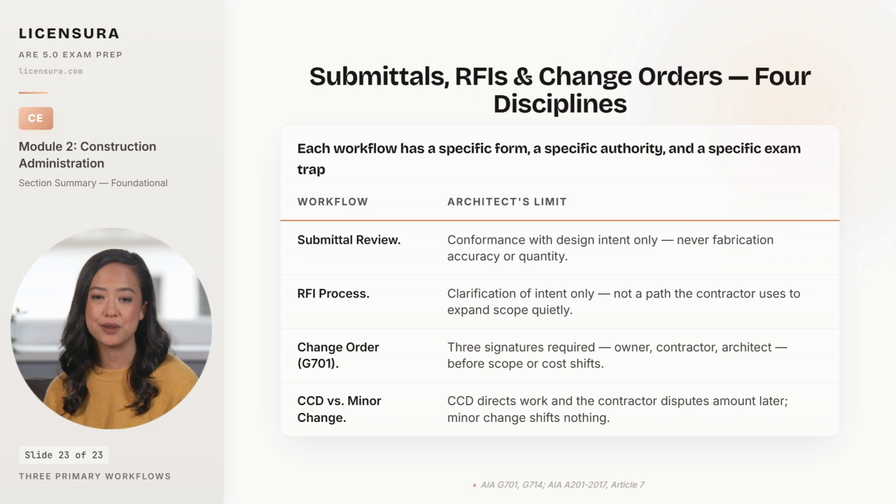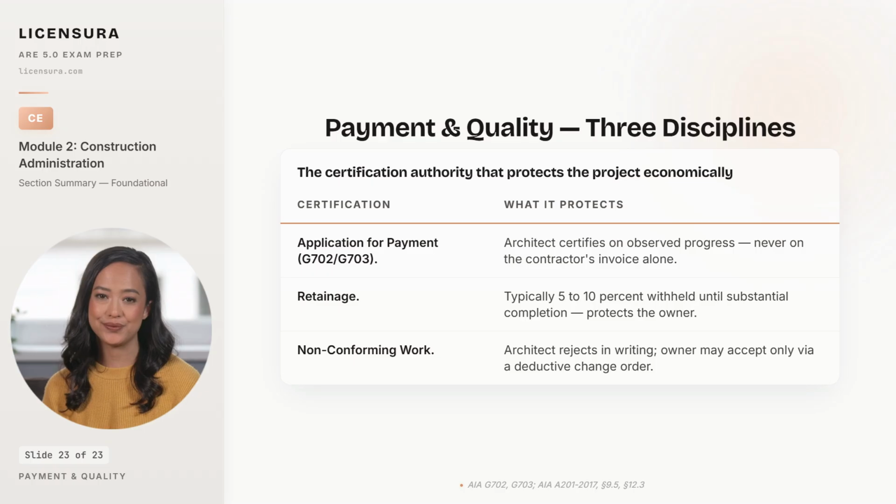Certification authority converting procedural observation into economic decisions on the project. Position 3 holds 3 certification disciplines, and each one converts procedural observation into an economic decision on the project. Application for payment under G702 and G703 means the architect reviews the contractor's pay application against observed progress and certifies the amount actually earned, not the amount invoiced, and not the amount the contractor expects.